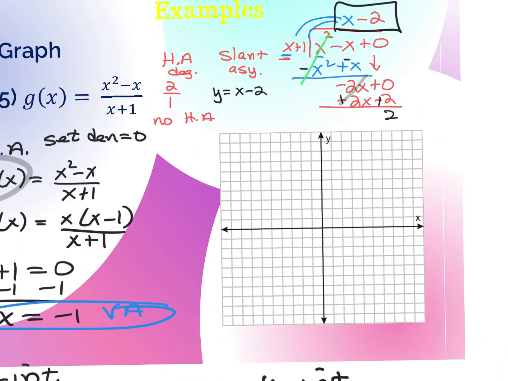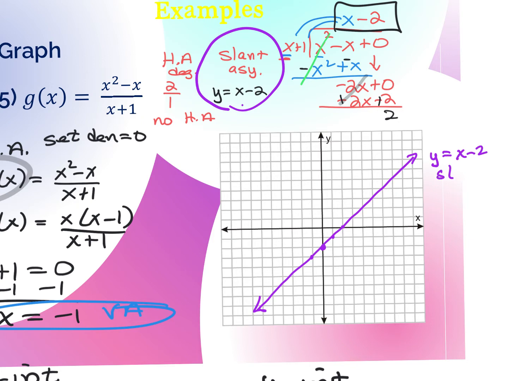So I had no horizontal asymptote. I've got this slant asymptote that I've got to graph. So I'm going to start at my y-intercept, which is -2. My slope here is 1. So I'm going to rise 1, run 1. And I can repeat this. So this is my slant asymptote. This is y equals x minus 2. This is the slant asymptote. And then I also had a vertical asymptote at x equals -1.